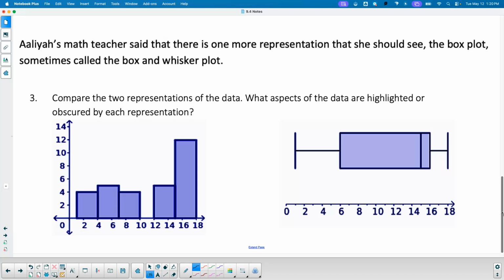There's one more representation that she could see, the box plot, sometimes called the box and whisker plot. Which one's the box plot? The one on the right. I am assuming that this is also for that same set of data with minutes on the site, because this graph is the same as the one above it. So again, minutes versus number of minutes on the site.